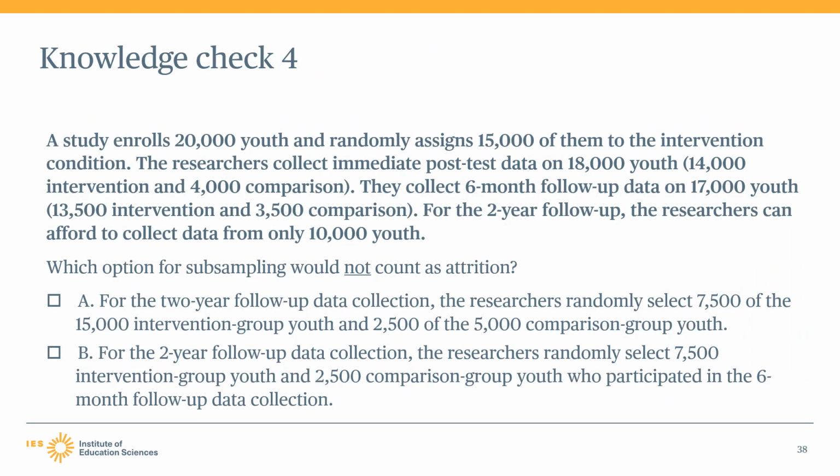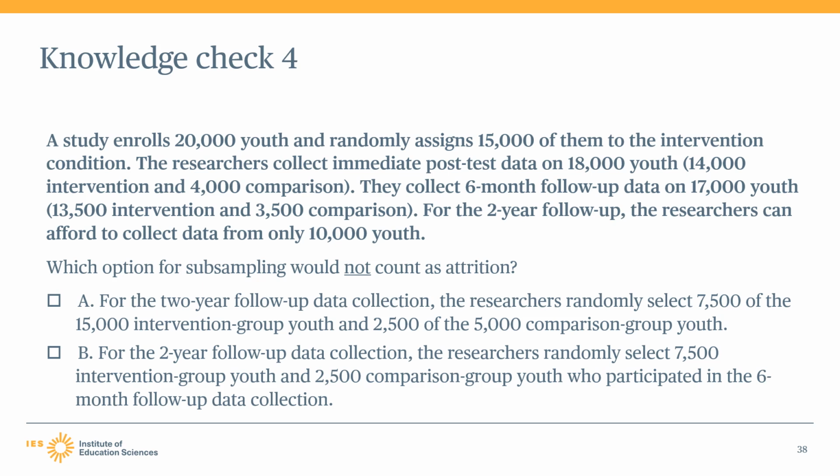Knowledge check 4. A study enrolls 20,000 youth and randomly assigns 15,000 of them to the intervention condition. The researchers collect immediate post-test data on 18,000 youth from 14,000 intervention group students and 4,000 comparison group students. The researchers collect 6-month follow-up data on 17,000 youth from 13,500 intervention group students and 3,500 comparison group students. For the 2-year follow-up, the researchers can afford to collect data from 10,000 youth. Which option for subsampling would not count as attrition?